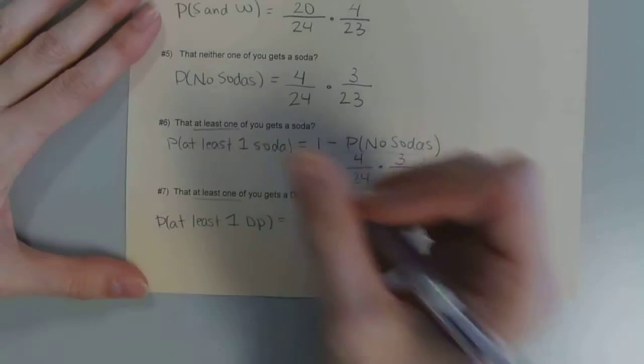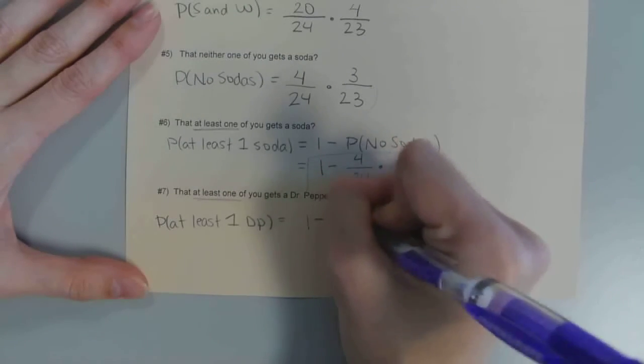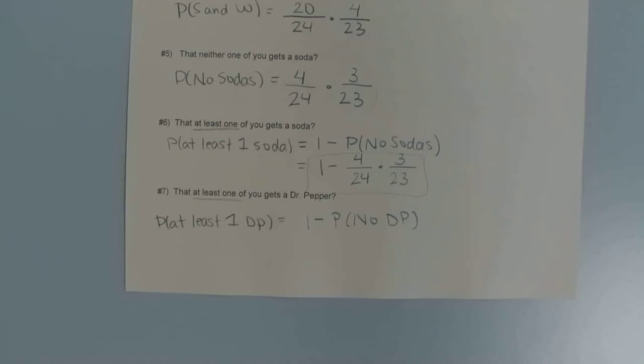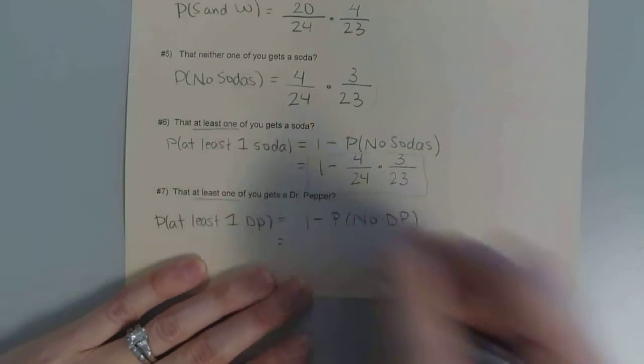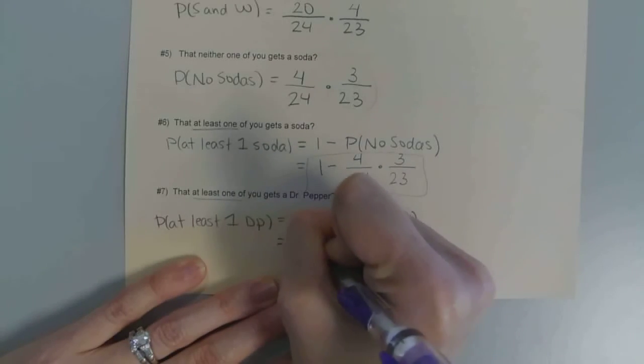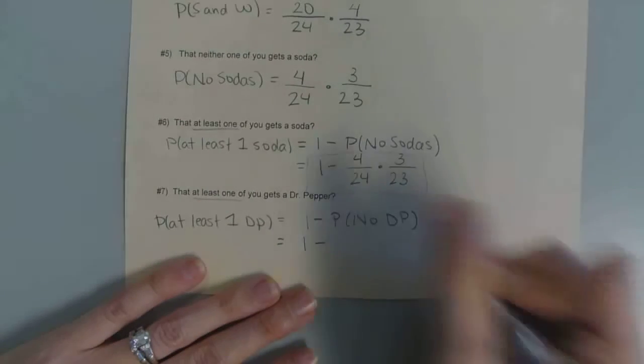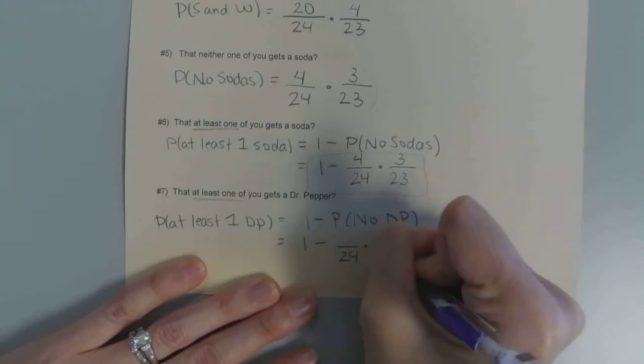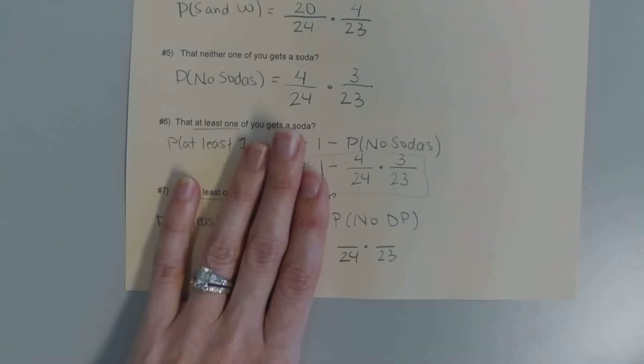At least 1 Dr. Pepper is 1 minus the probability that no one gets a Dr. Pepper. Okay, we got a little bit of thinking to do. Who's going to hang out with us? The 1 minus. How many bottles are we pulling from the cooler? 2. So I'm going to have 24 and 23 there. Is that okay? And I'm just going to focus on this.